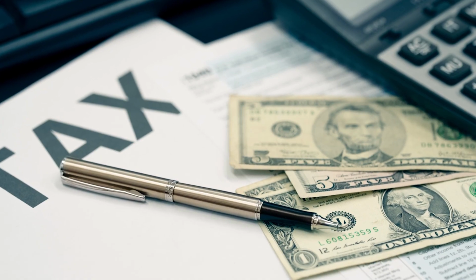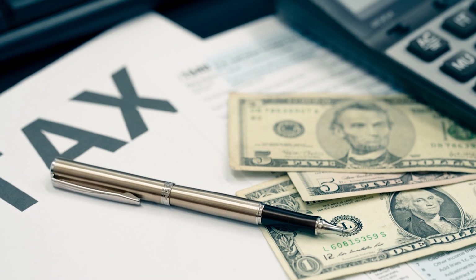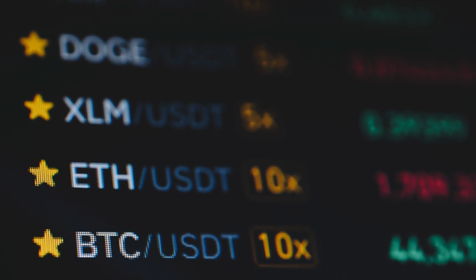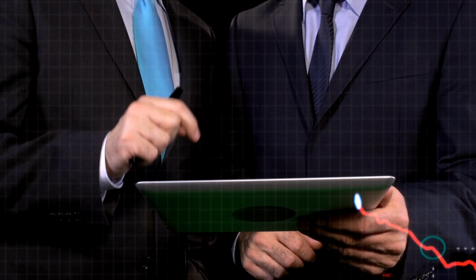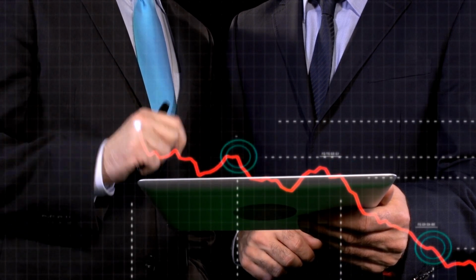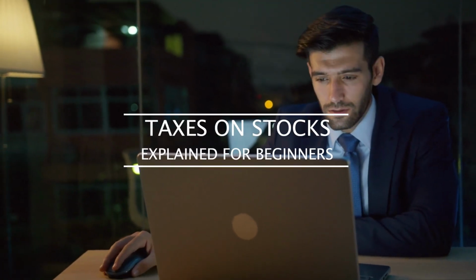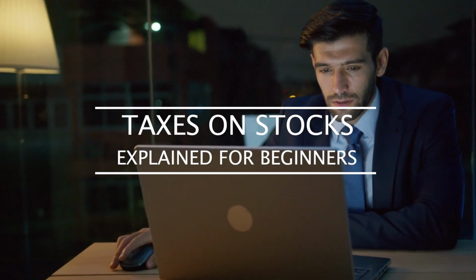Whether you're just starting out or looking to refine your understanding, this guide aims to unravel the complexities of taxes when it comes to investing in stocks. From gains and losses to dividends and interest income, we'll explore these aspects to help you navigate the tax landscape within the stock market. Let's explore these concepts together and make sense of how taxes play a role in your stock market ventures. In today's video, we are covering taxes on stocks explained for beginners.